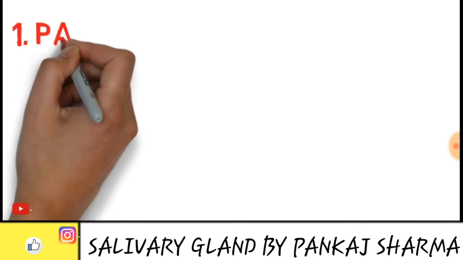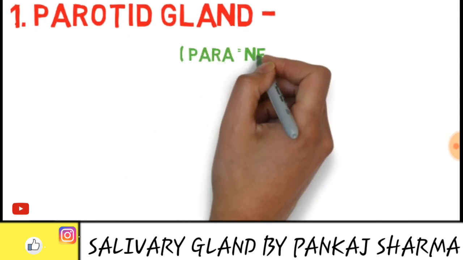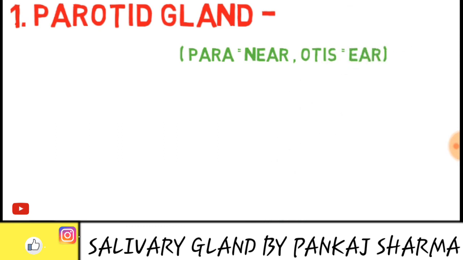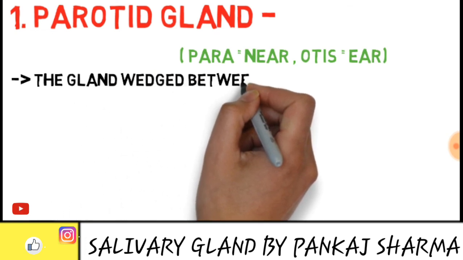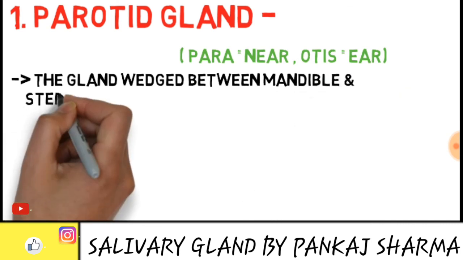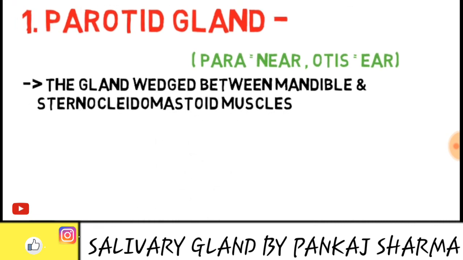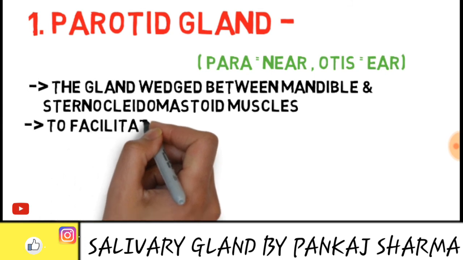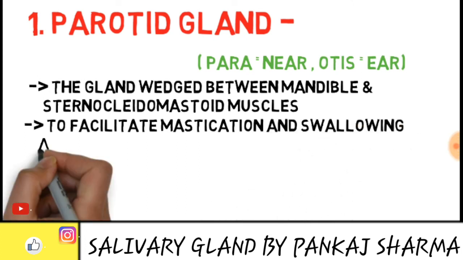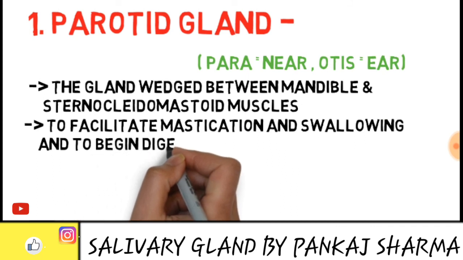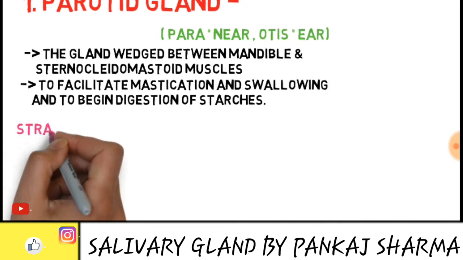Then we will be discussing about parotid gland. It comes from two words, para that is near and otis that is ear. The gland wedged between mandible and sternocleidomastoid muscles. To facilitate mastication and swallowing and to begin digestion of starches.